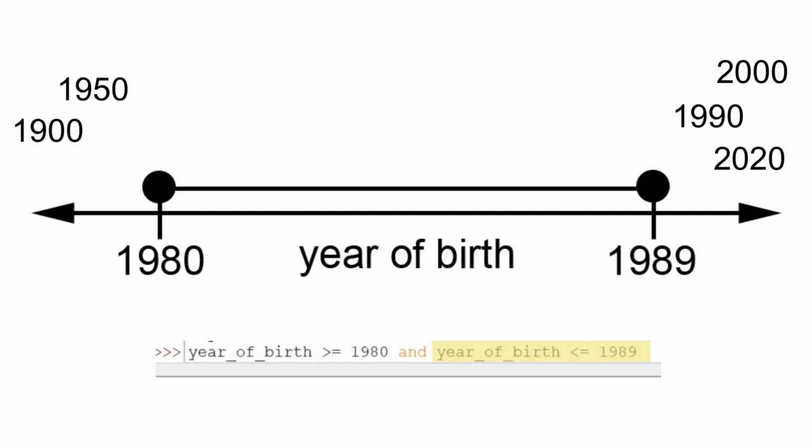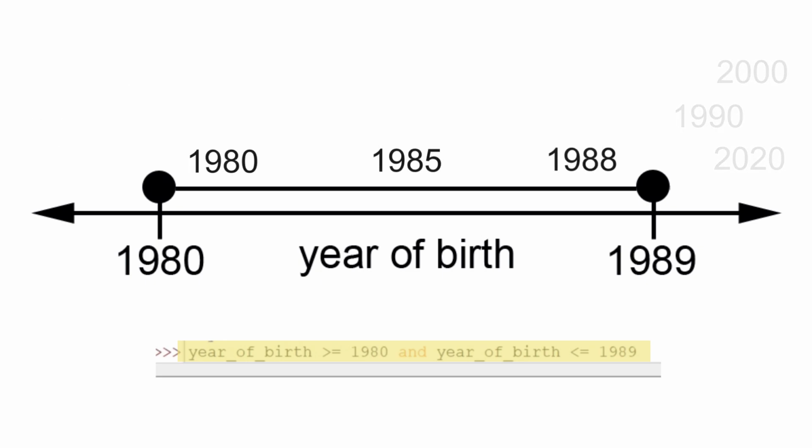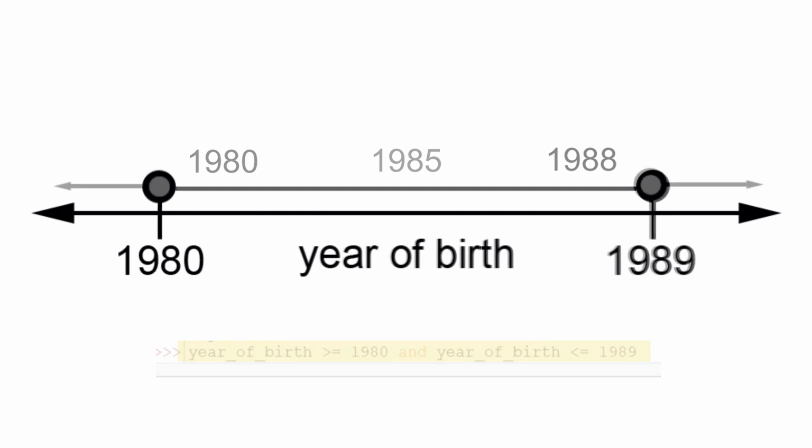But if we AND them together, then the variable has to pass both tests, both greater than or equal to 1980 and less than or equal to 1989. So the expression will only evaluate to true for values that are within the range.